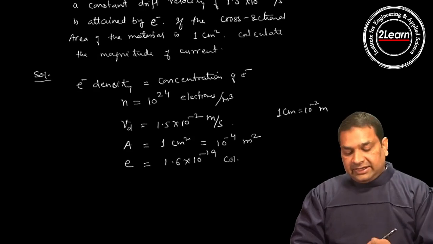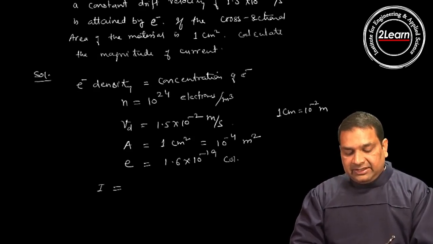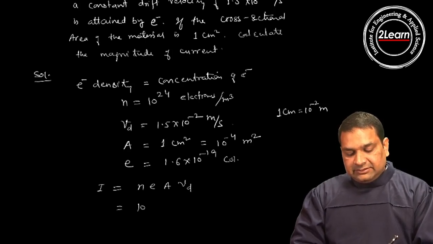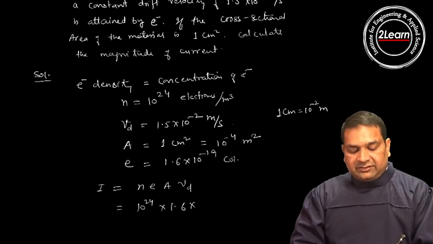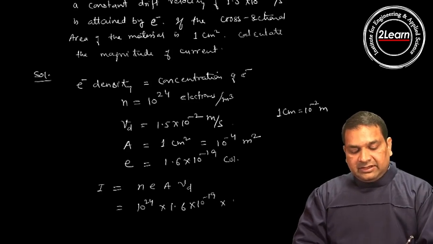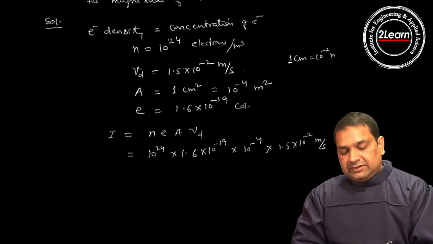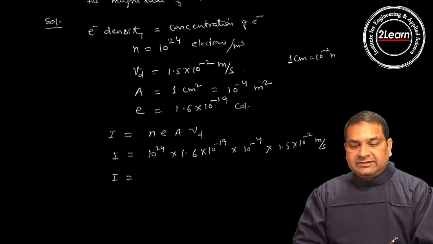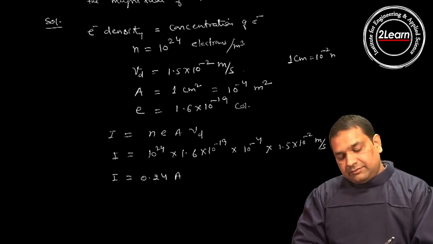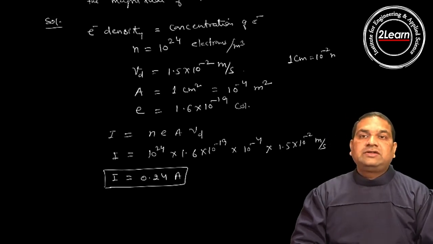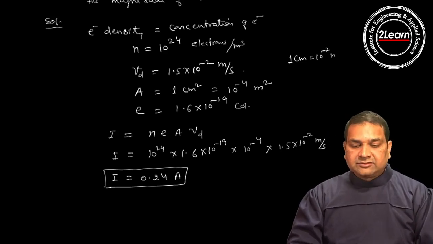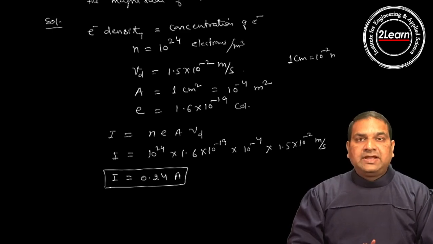Now you have to find out current. So this current is I equals N E A V D. N is the electron concentration, E is the charge on one electron, area is 10 raised to power minus 4 meter square, and V D is 1.5 into 10 raised to power minus 2 meter per second. So this current is 0.24 ampere.